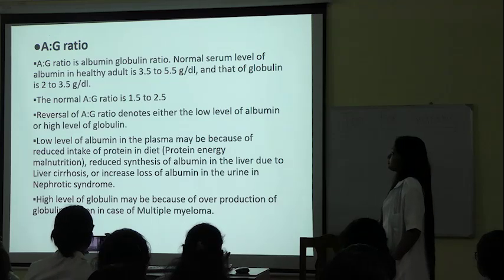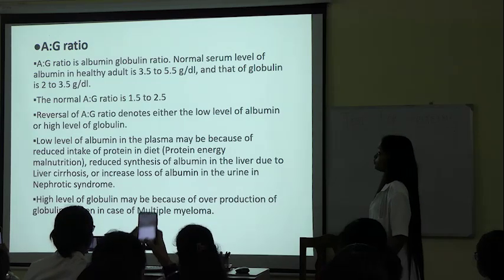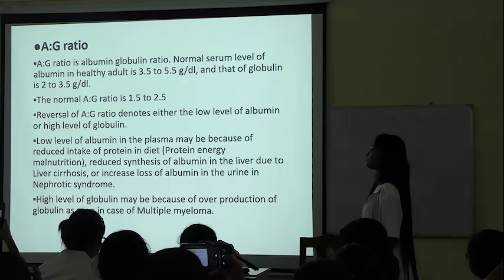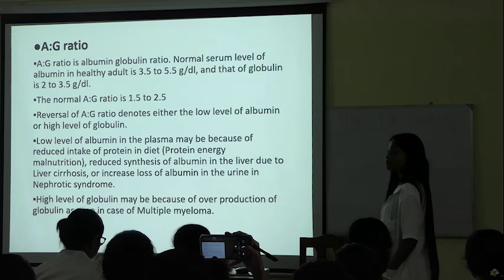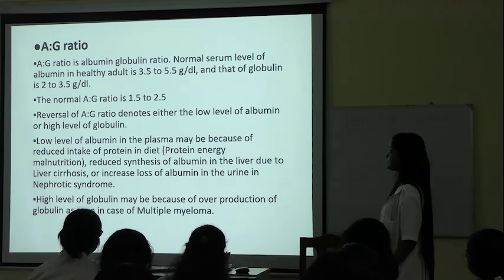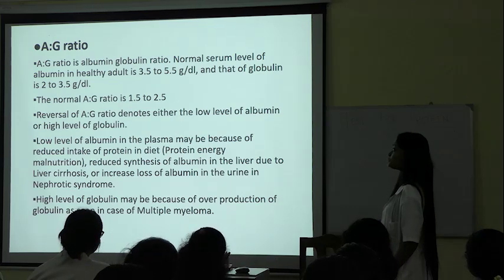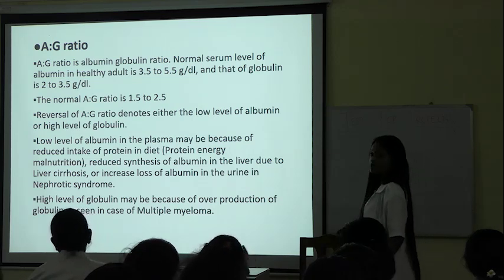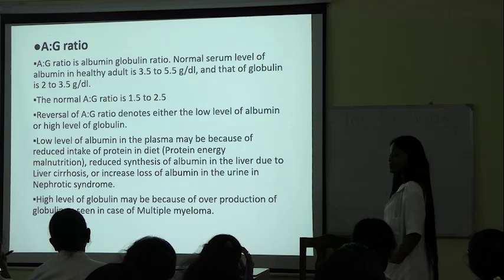And here is the albumin and globulin ratio. The normal serum level of albumin in a healthy adult is 3.5 to 5.5 gram per deciliter, and that of globulin is 2 to 3.5 gram per deciliter. The normal albumin globulin ratio is 1.5 to 2.5.